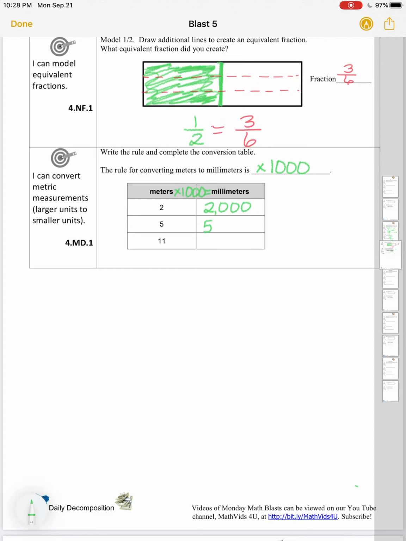5 meters times 1,000 is 5,000 millimeters. 11 meters times 1,000 is 11,000 millimeters.